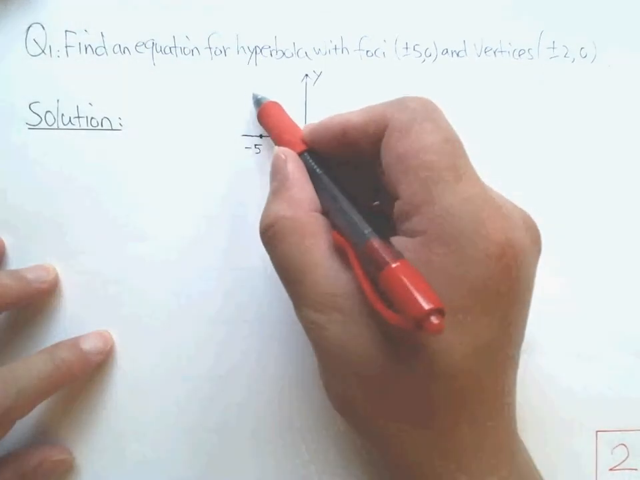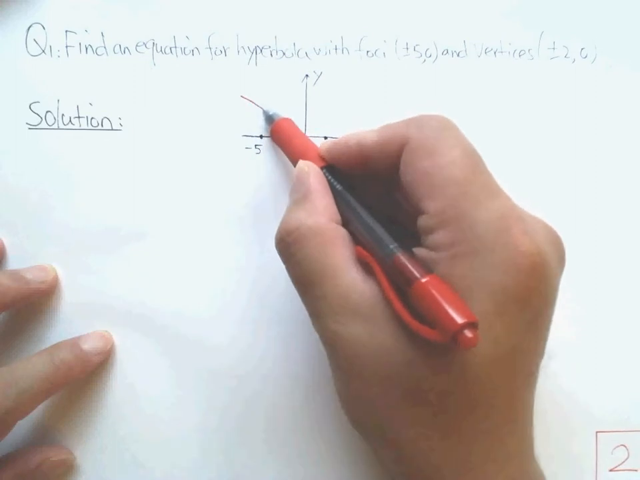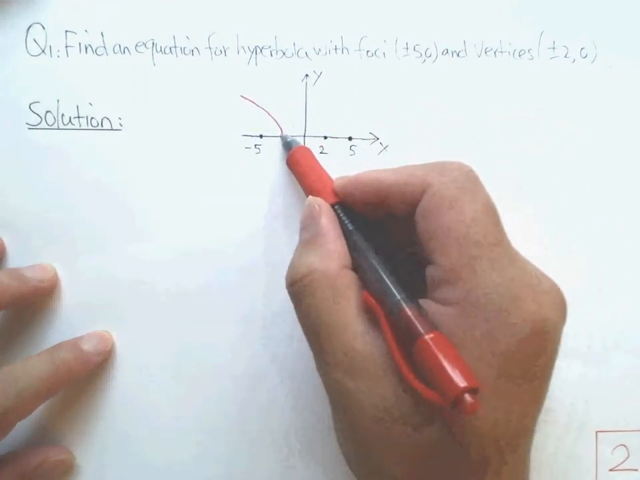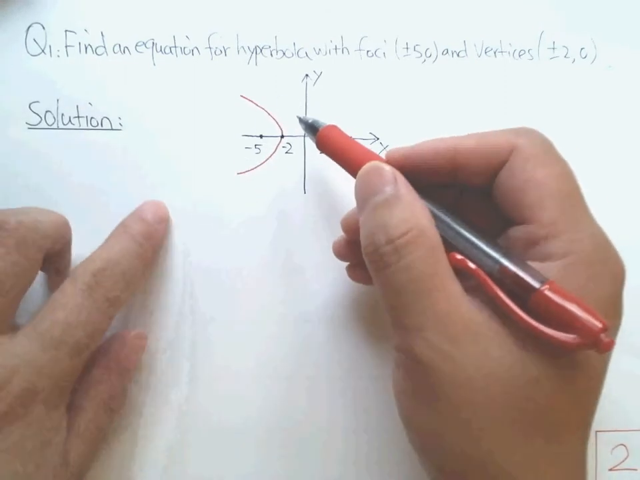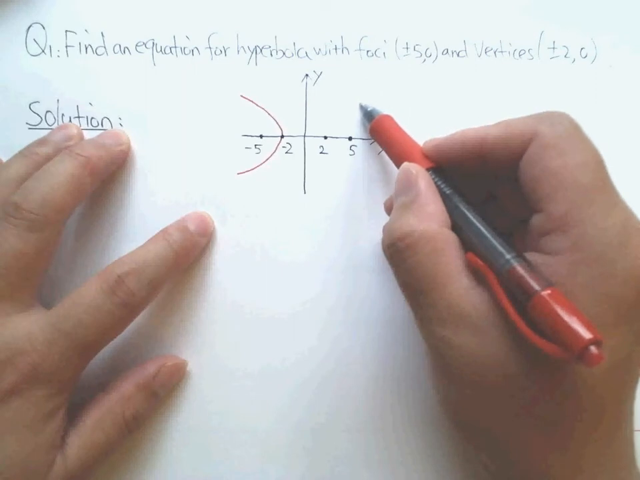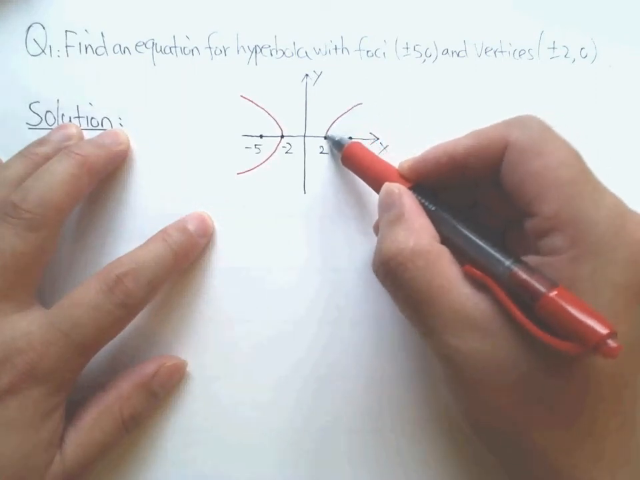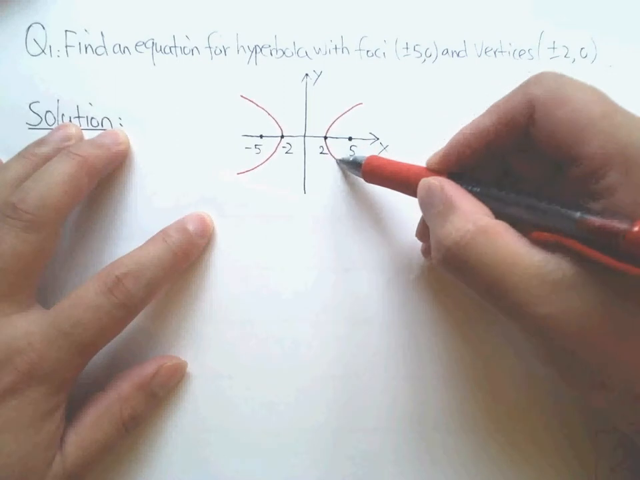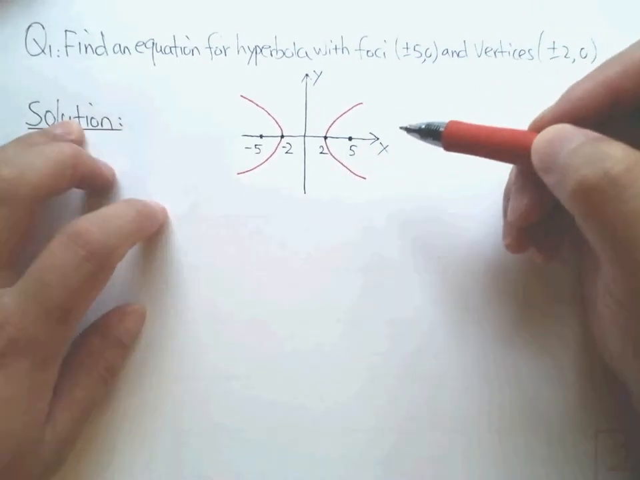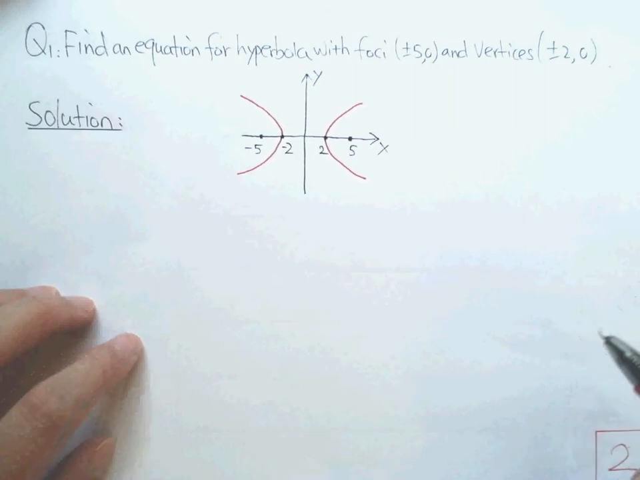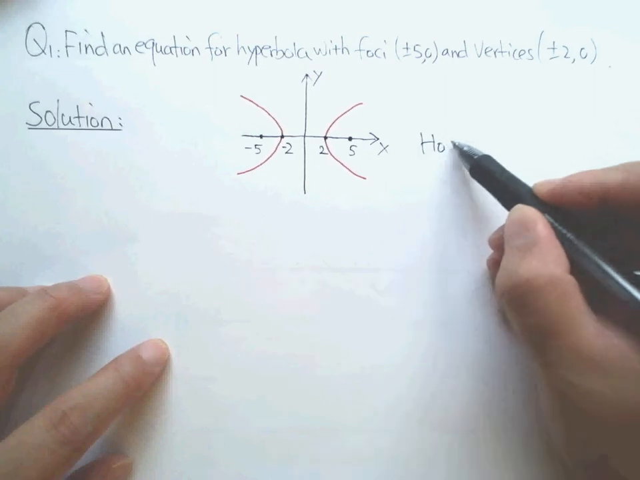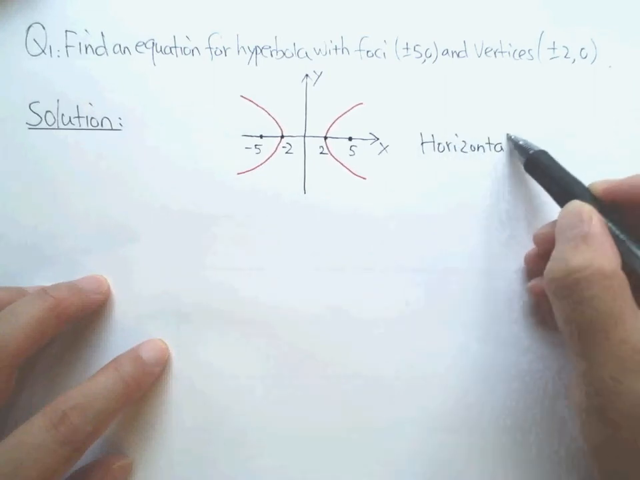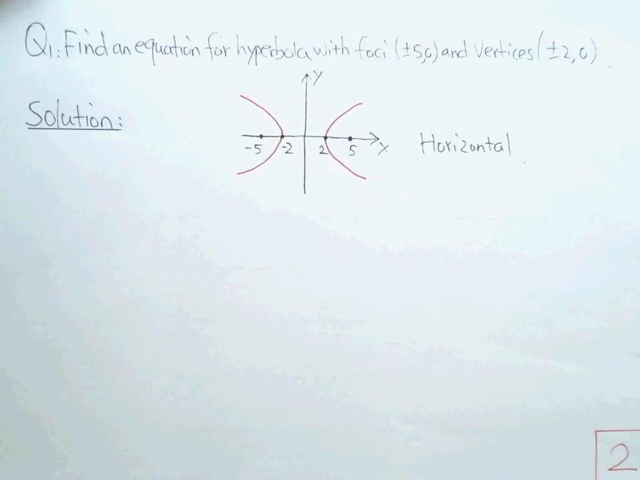Now I draw the graph. The graph simply looks like this, just a rough sketch to give you an idea, and it should be very symmetric. Our graph looks like this, which means what type? Should it be the horizontal type? So first we determine it's horizontal.